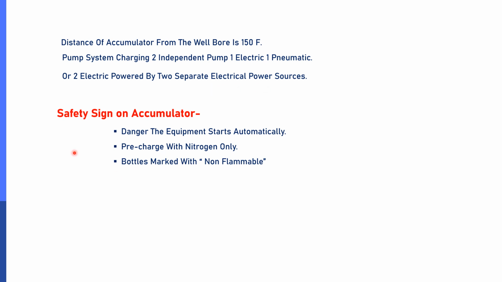Some safety signage should be pasted on the accumulator, and the safety officer has to check these signs. These are: danger, the equipment starts automatically. This sticker should be pasted on the outer side of the accumulator. Also, pre-charged with nitrogen only, and bottles marked non-flammable. These safety signs should be posted on the accumulator.